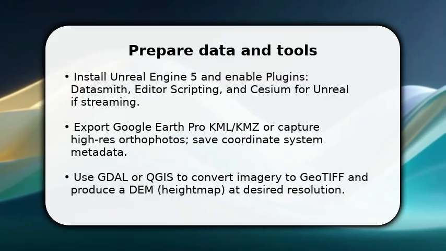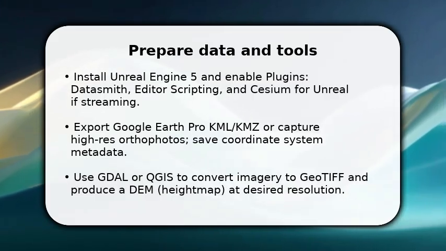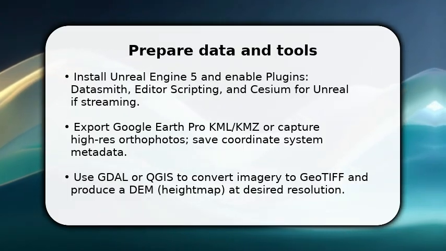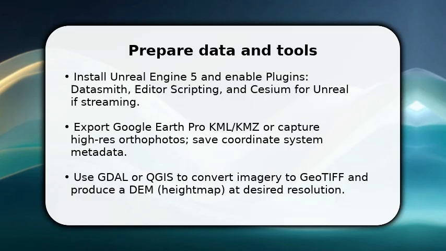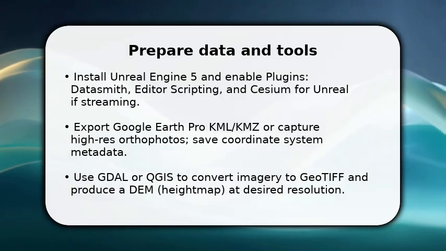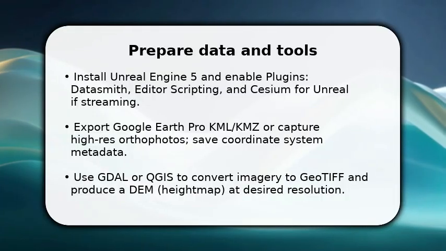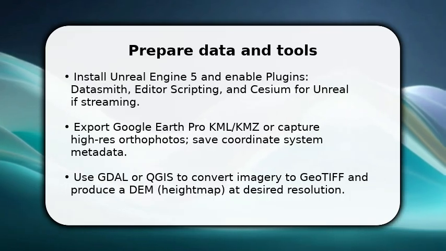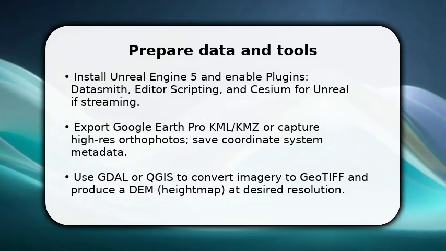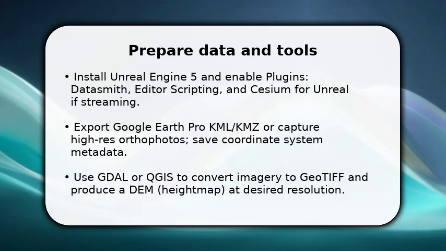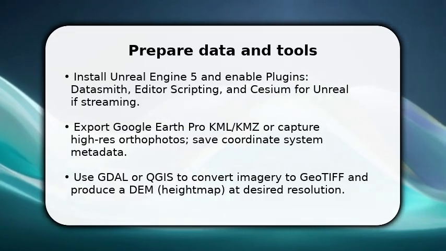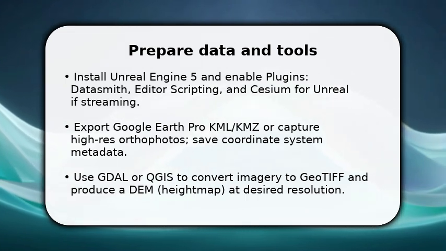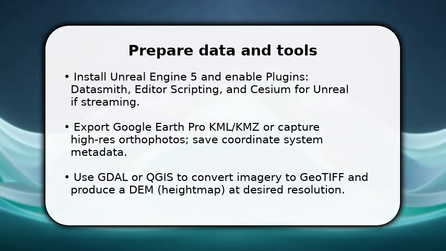You start by gathering the geospatial pieces you will actually import. Install UE5 and enable Datasmith and Cesium for Unreal so you can stream or ingest tiles. Then open Google Earth Pro and export the area as KML/KMZ or capture high-resolution orthophotos, making sure you keep coordinate metadata. Once exported, run GDAL or QGIS to reproject and convert that imagery to GeoTIFF and generate a DEM height map. This gives you the two core assets, texture and elevation.